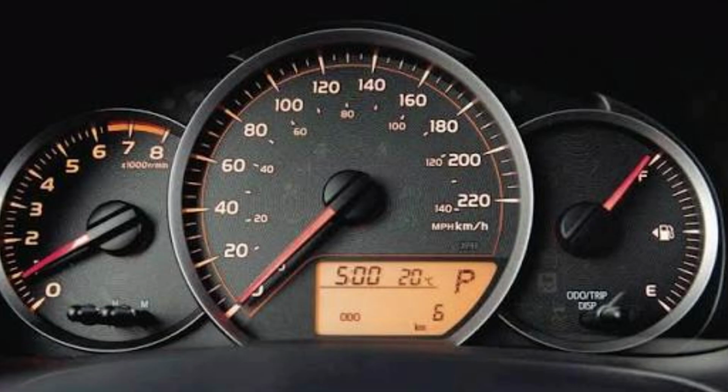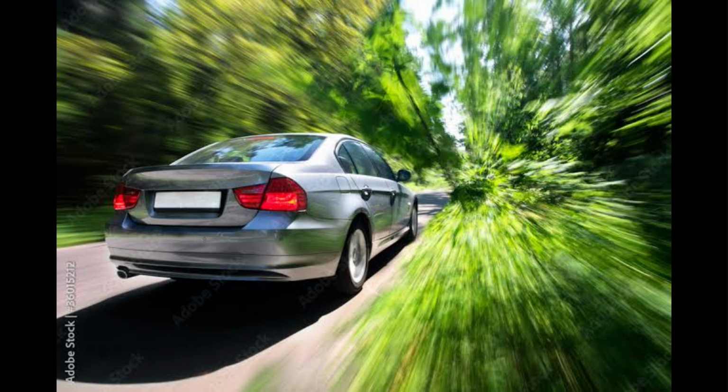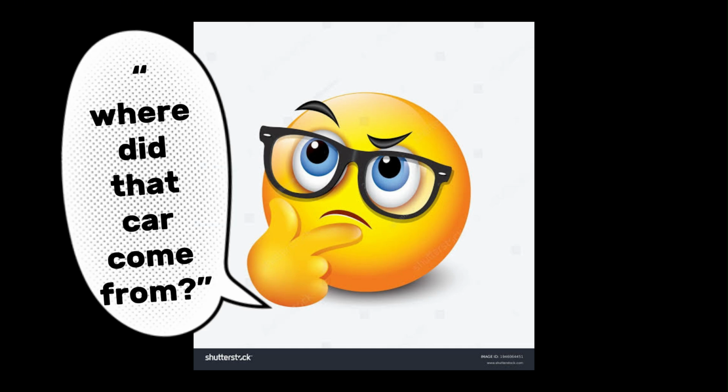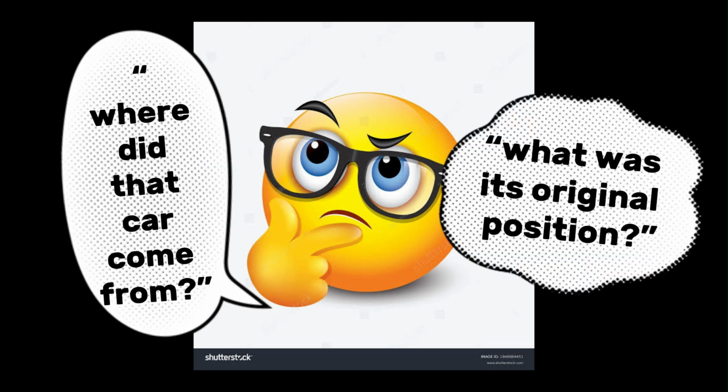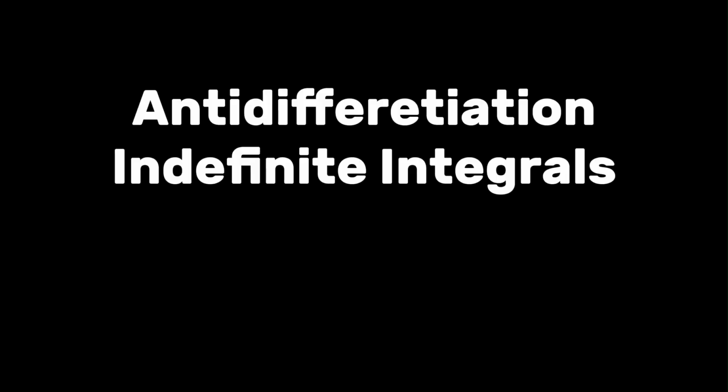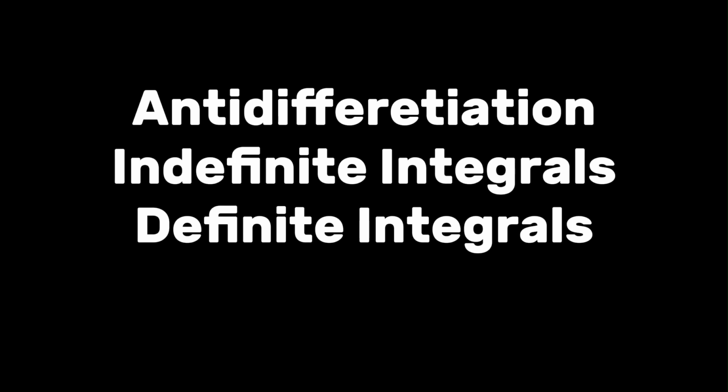Imagine this. You are watching a car speedometer. You can see how fast it is going at every moment. That is a derivative. But then someone asks, where did that car come from? What was its original position? How do you figure it out? That is exactly what antidifferentiation does. It helps you go backwards from the derivative to find the original function. Today, we will explore antidifferentiation, indefinite integrals, definite integrals, and substitution step by step.